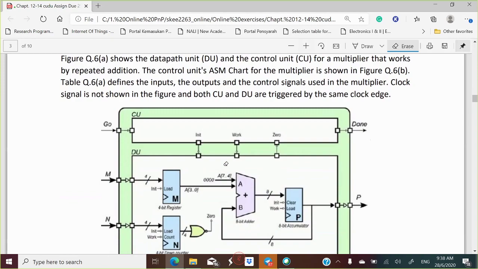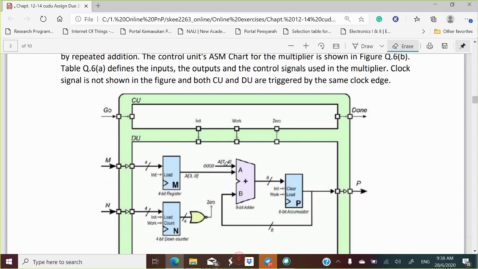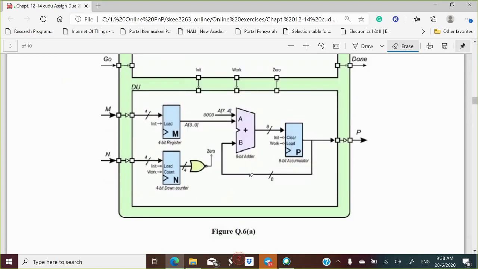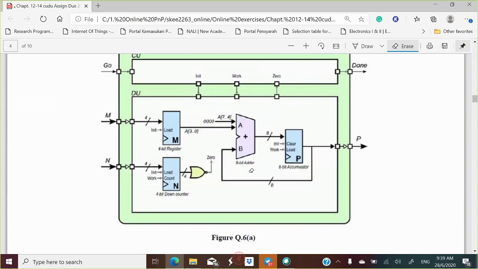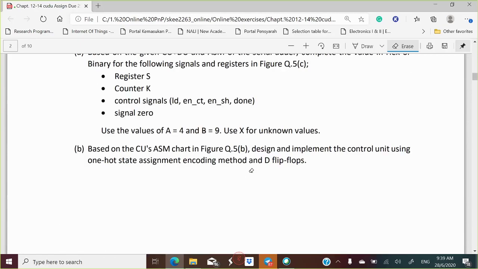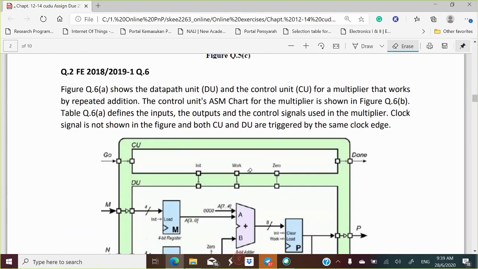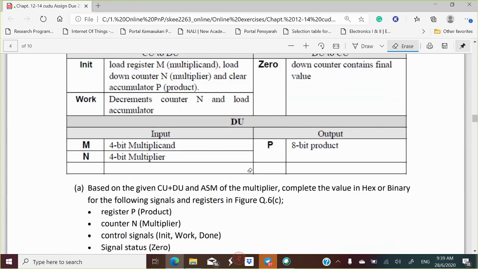So for example, question 2, what is it? Question 2 is the naive multiplier, I think, right? The multiplier by repeated addition, yeah, naive multiplier. Again, we give you the ASM in the same style. This is final exam 2018-19 semester 1, question 6. Oh yeah, this is question 5 and this is question 6. So there are 2, and during this time you can choose which one you want to do. Okay, same method.